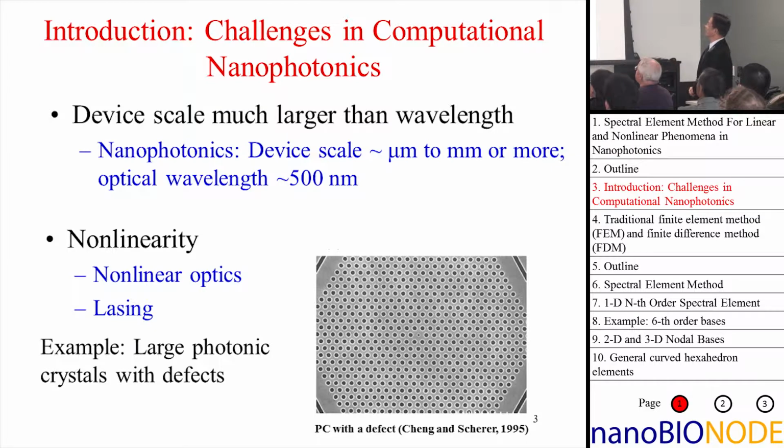Computation for nanophotonics is very challenging in that the device scale could be much larger than the wavelengths. Typically for the optical frequency range, we are talking about wavelengths of 500 nanometers, around that order. But the computational size can be orders of magnitude larger than that. So therefore, it's very computationally intensive. So the size is one challenge.